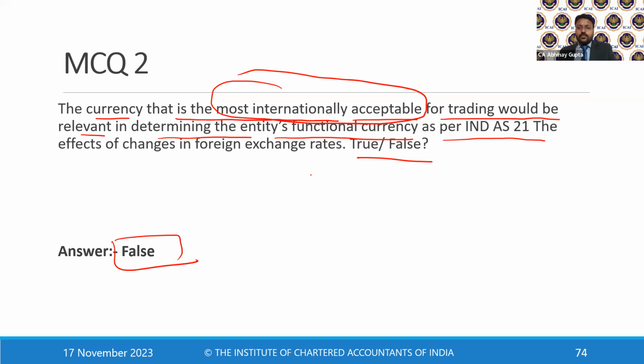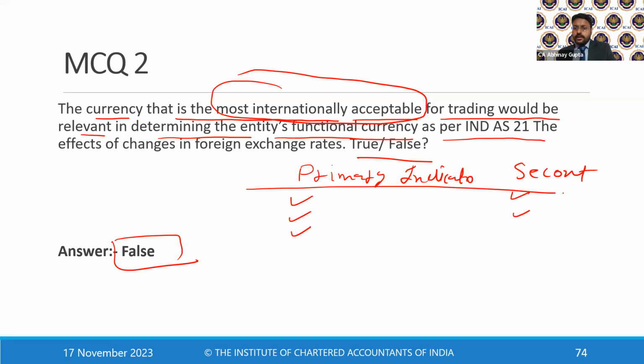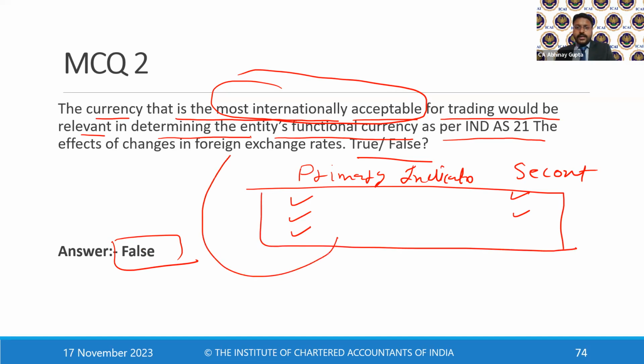So now we need to go back to our primary indicators, then secondary indicators, right? Primary indicators were 3, that is 1, 2, 3, and secondary indicators were 2. So all in all, out of these 5 indicators, none says that the most internationally acceptable currency would be the functional currency, right? So hence, this statement is false, correct?